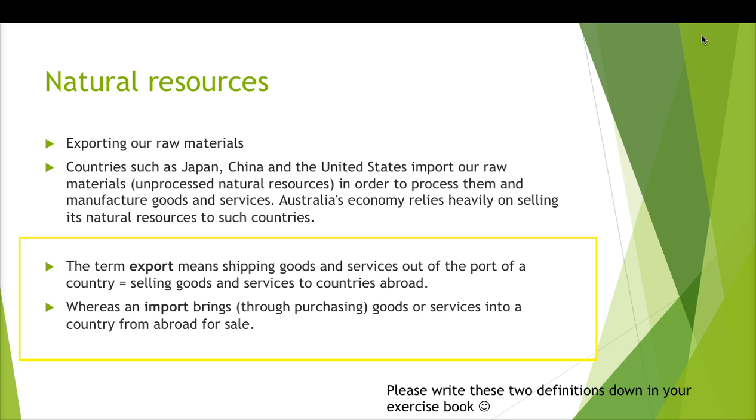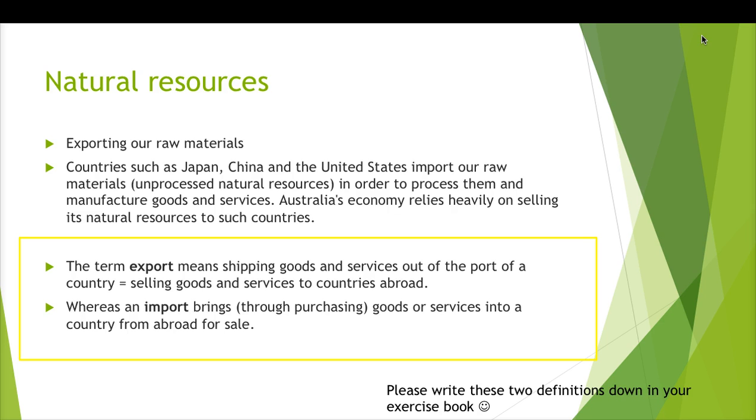Continuing on natural resources. So we export our raw materials to countries such as Japan, China and the United States for them to make goods and services from our natural resources. So Australia's economy relies heavily on selling its natural resources to such countries.